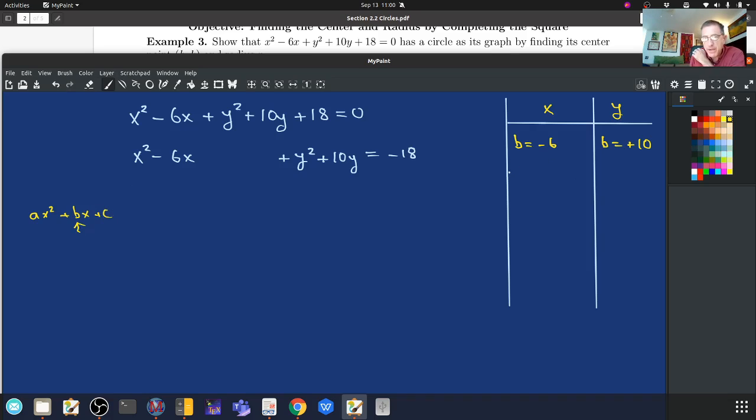So I want to find out what b halves is. B halves is equal to minus 6 over 2, which is equal to minus 3. So b halves squared is equal to minus 3 squared, which is equal to 9.